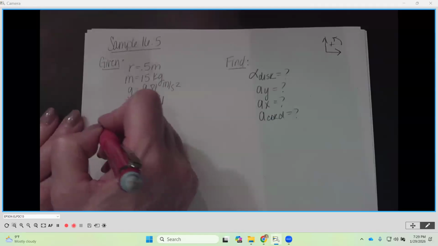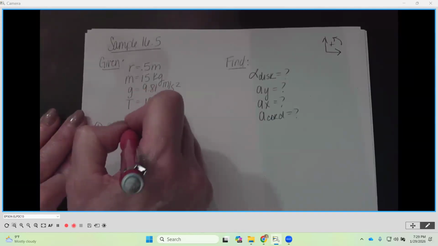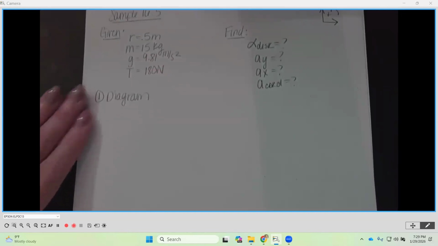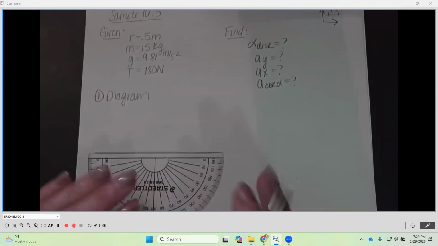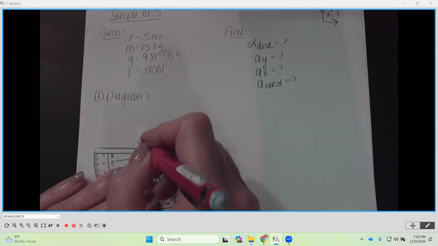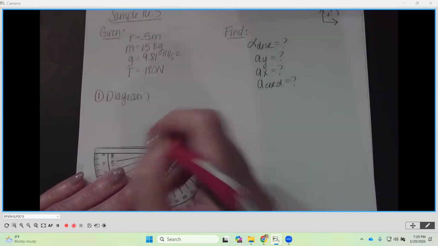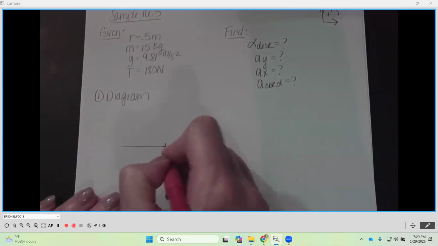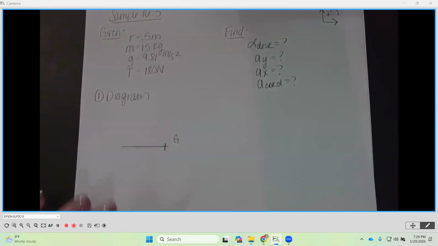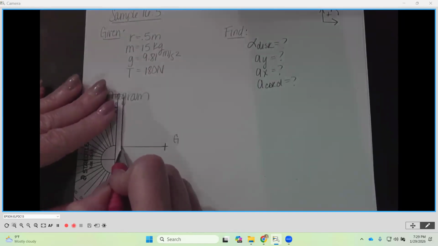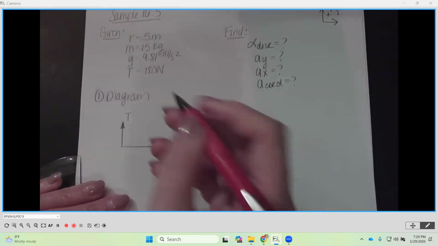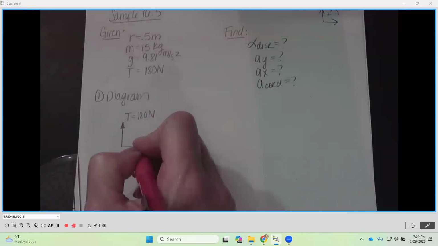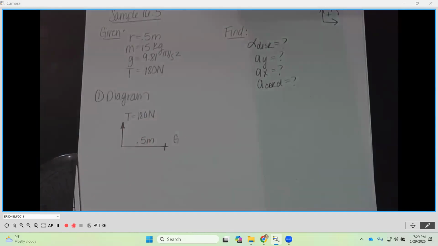So step number one, as we have been, is drawing our diagram. Even though this is a circular item, I'm just going to focus on the center and draw a straight line. We start at the center, which is going to be our center of gravity, G. Then out on the left side is going to be the tension in that cord equal to 180 newtons. We know that this radius is 0.5 meters.